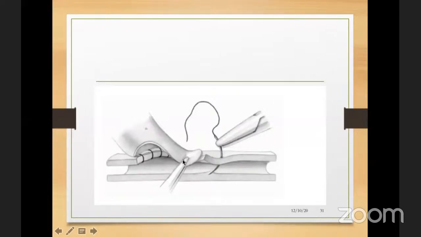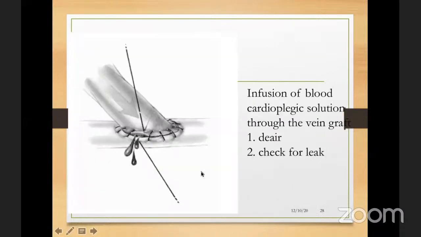through the arteriotomy to the distal coronaries to ensure not to take the posterior wall of the coronary artery. After completion of the anastomosis and before tying, the vein can be infused with blood cardioplegia through the vein graft to de-air and to check for any leak.